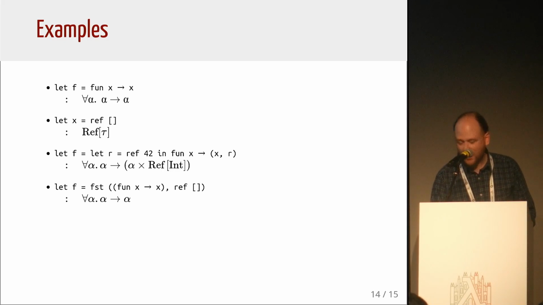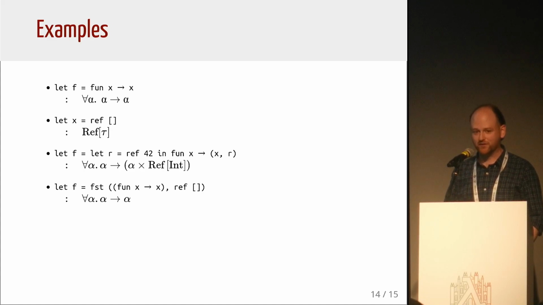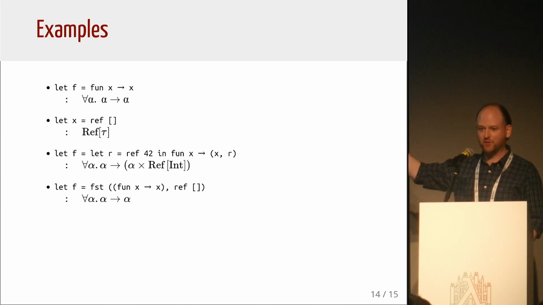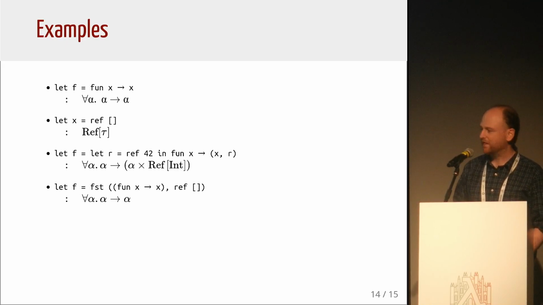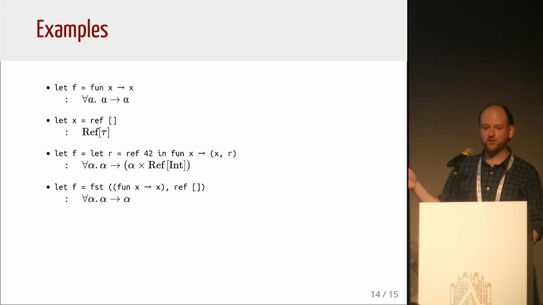So, these are not especially compelling examples. I'm not saying that this is a better way of doing it because we get to type check these two functions. They're not things that people normally write. But I just really like to have a type system like this so that I would never, ever have to explain what the value restriction is.